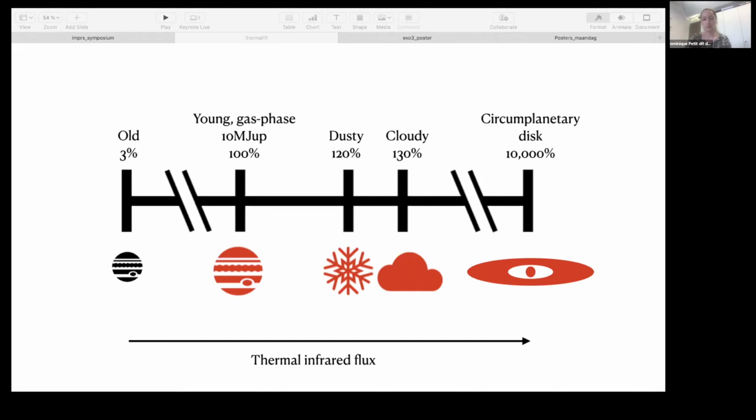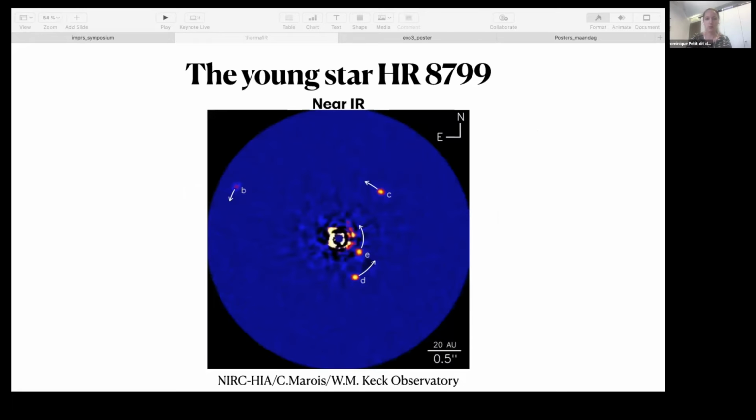So for my research, what I've been doing is I've looked at mid-infrared data, specifically with VISIR and NEAR, and I started off with the HR8799 system, which you've already seen a few times this morning. It's fairly famous because it's the first directly imaged system with multiple planets. There's actually 4 companions that you can see here.